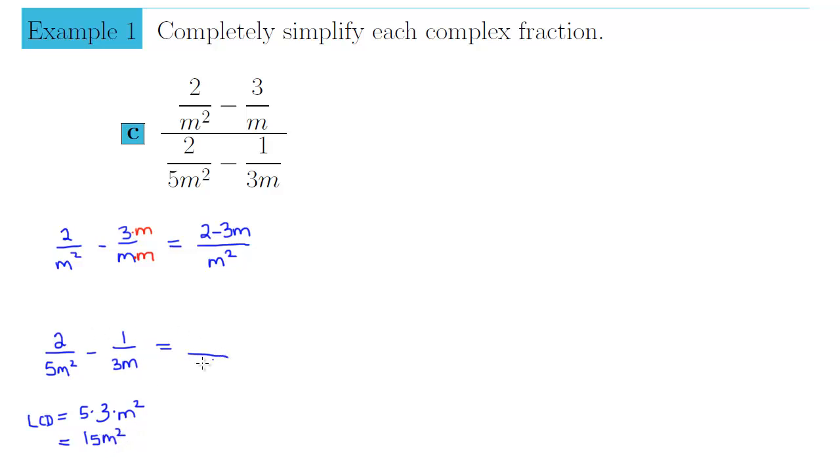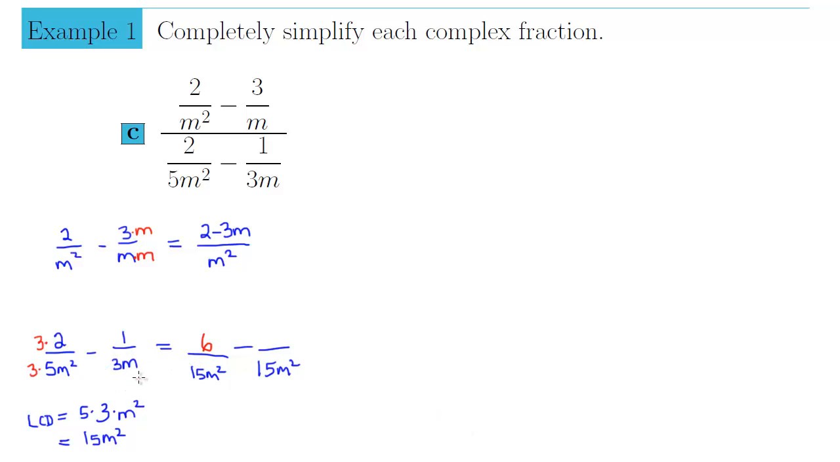We need to rewrite both fractions to have the common denominator of 15m squared. Now, what do we need to multiply by to get that achieved? Right here, to get 15, we need to multiply the 5 by a 3. So that means we'll also have to multiply our numerator by a 3. The m squared matches, so that's it. The new numerator becomes 6.